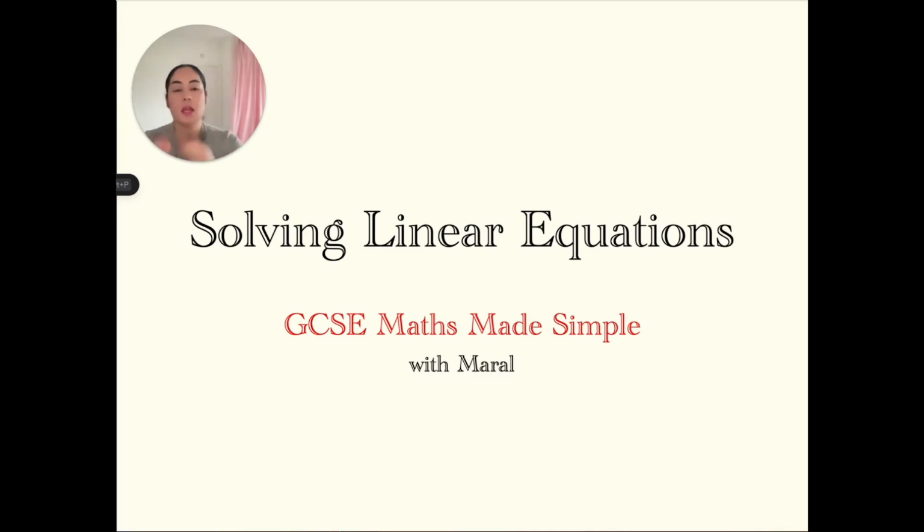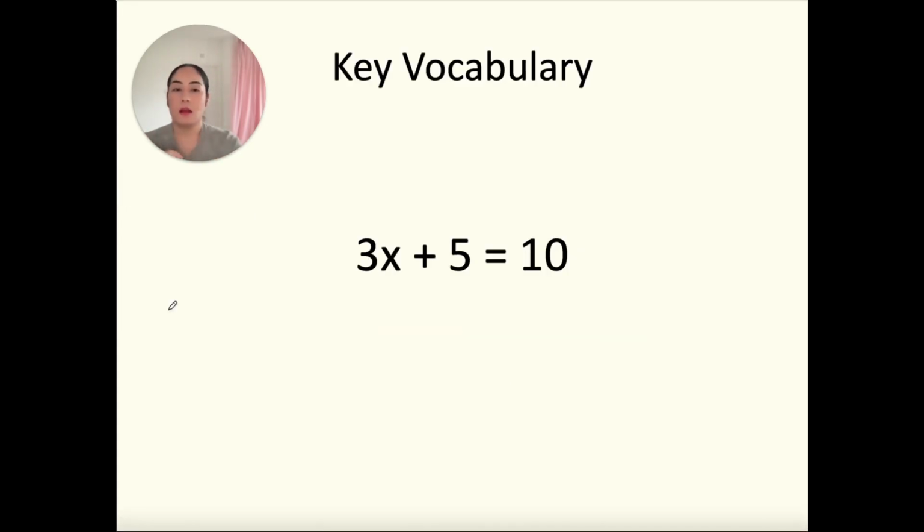So let's get started. First things first, we're going to look at some key vocabulary that's going to help us get through this lesson. An equation. What's the difference between an equation and an expression? A mathematical statement that shows two expressions are equal is an equation. So where we have an equal sign, we know that's an equation. When we have an expression, if we just have 3x plus 5, we don't know what it is equal to. So that by itself is an expression. Where there is an equal sign and we know what it's equal to, that becomes an equation.